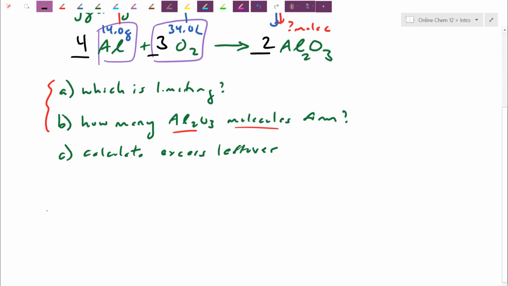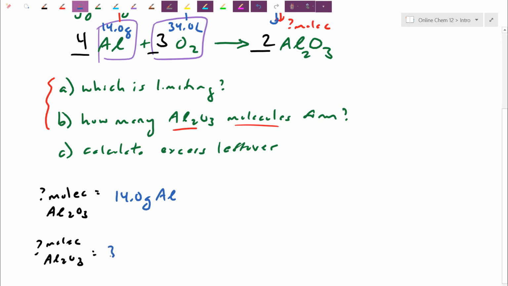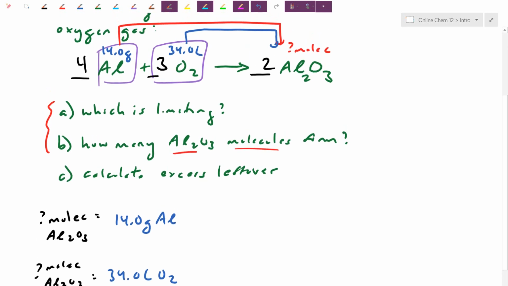We're interested in finding here how many molecules. If you're going to shorthand the word molecule, don't make it any shorter than MOLEC, because if you shorthand that, it looks like mole here. So molecules of aluminum oxide, and all we're going to do is we're going to change our starting condition. Our starting condition at first is going to be, what if the aluminum ran out? As a second calculation, we're going to figure out how many molecules of Al2O3, what if 34 liters of oxygen runs out?